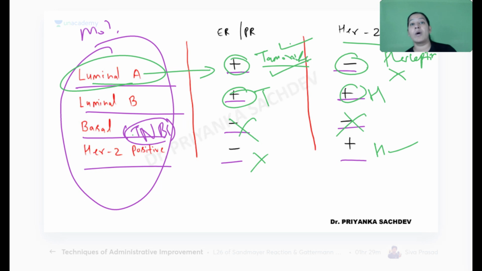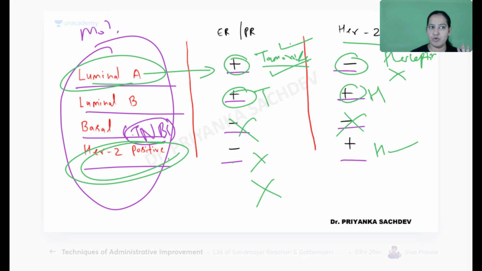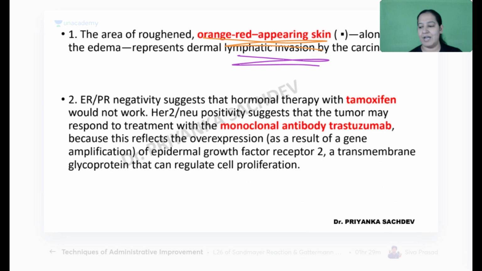Now read our question. What is our question? In our question, the female is ER/PR negative and HER2 positive. So she is in the last category, that is HER2 positive. She is ER/PR negative, so we can't offer tamoxifen to her. We can offer Herceptin to her. Another name of Herceptin is trastuzumab. So that is the answer.